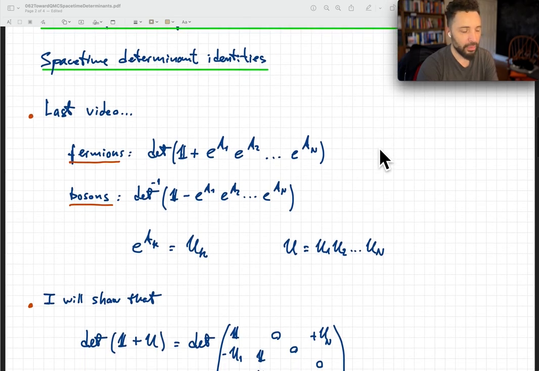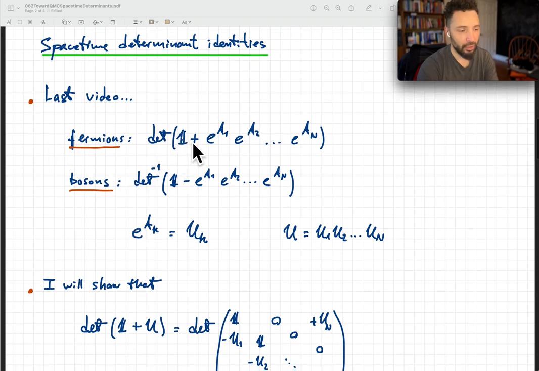But if you recall from the last video, we talked about how there's this type of determinant that appears in the case of fermions when we're building our formalism towards the quantum Monte Carlo calculation. And for bosons, instead of the determinant of 1 plus this product, we get the determinant of 1 minus the product, and then the inverse of that. So 1 over this determinant of 1 minus this product of matrices or exponentials of matrices.